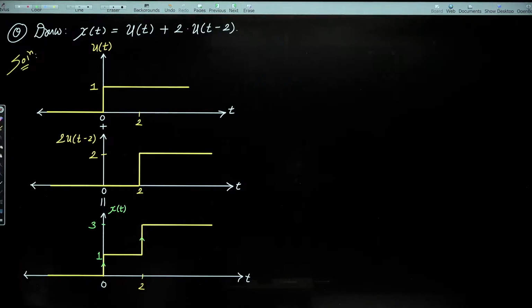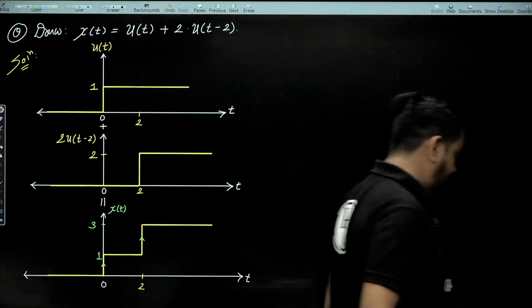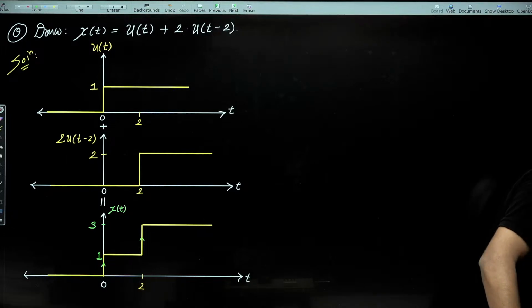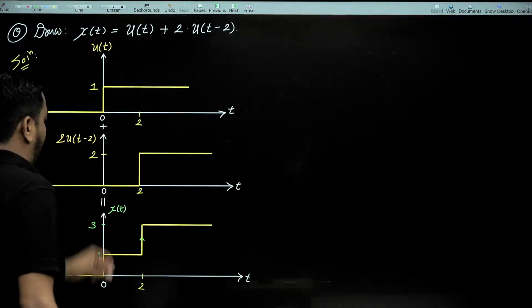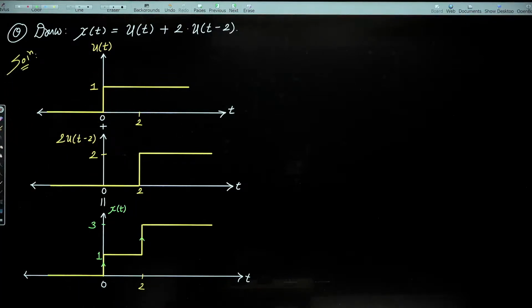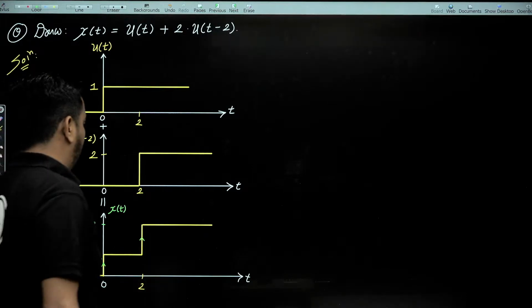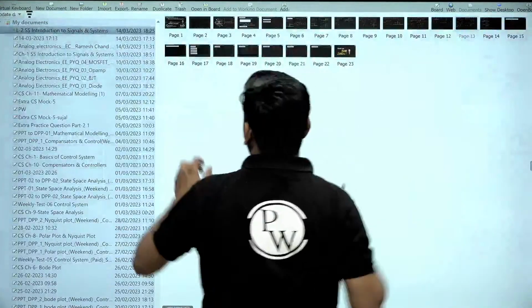The resultant signal. Any doubt in this? Tell me, guys. Any doubt in this signal addition? In the similar manner, you can do the subtraction also. Okay, you can perform the subtraction also. Let us do the subtraction.